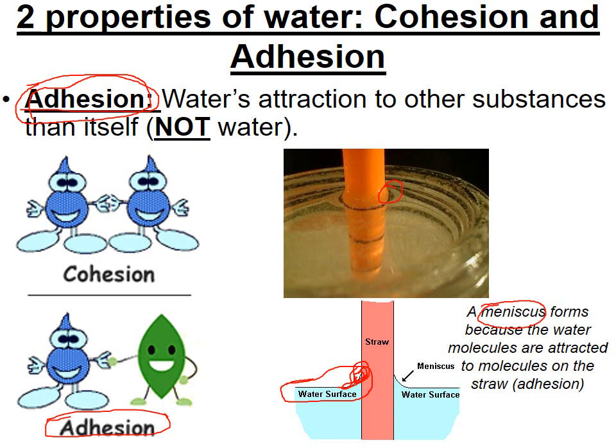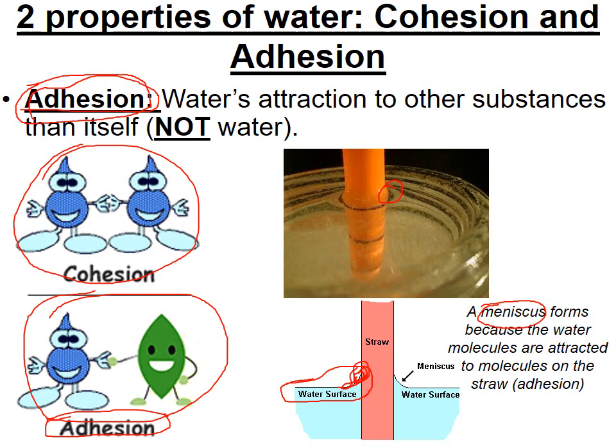So cohesion is when water loves itself, sticks to itself. Adhesion is when water sticks to other things. And it's also sticking to other things because of its polarity. So adhesion is due to polarity as well, with similar bonds to the hydrogen bond.